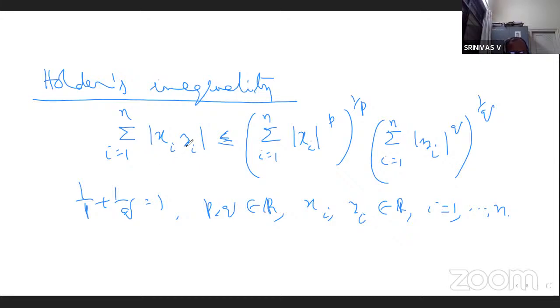Here x and y are multiplied, the product of real numbers, and you're adding those products. This product can be split into the product of these two real numbers. Xi's are real numbers, so mod xi power p is a real number. This is a sum of n real numbers, and its pth root is taken. And then mod yi is a real number, its qth power is a real number, so this is a sum of n real numbers and its qth root is taken. This inequality is called Hölder's inequality.